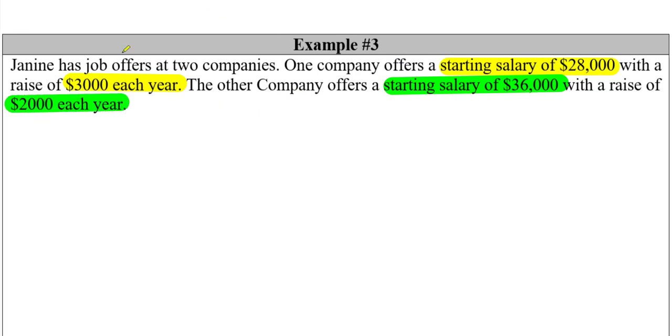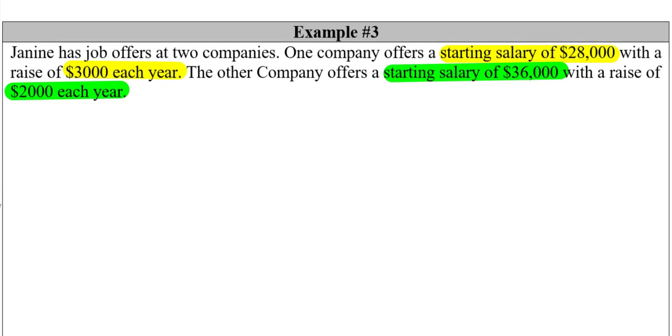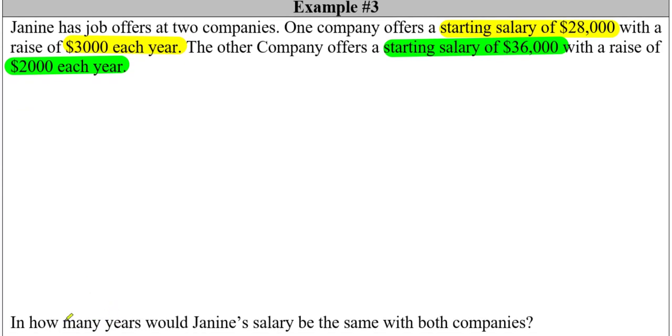Okay. What is the question asking us? Let's scroll down here. It asks, in how many years would Janine's salary be the same with both companies? Okay, the first thing we want to do is define our variable. We want to call it y. We're going to set y for years. Y is equal to years.